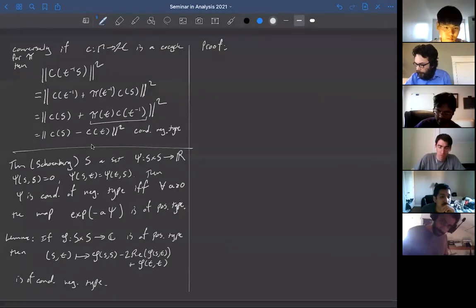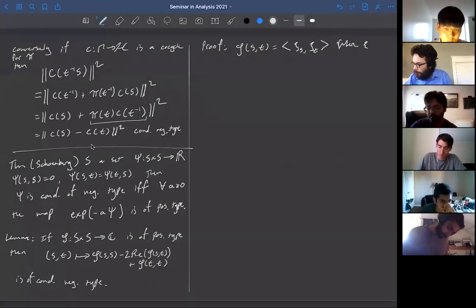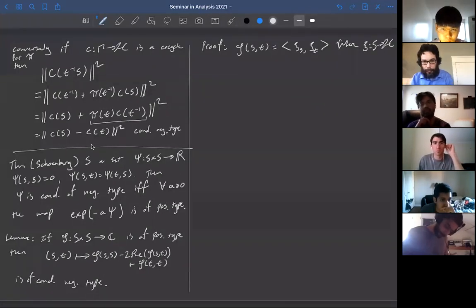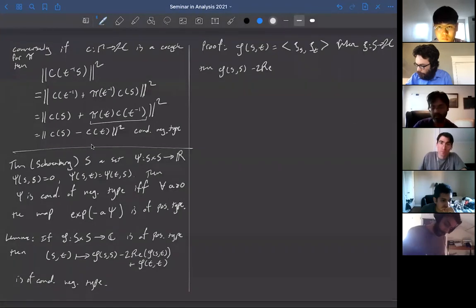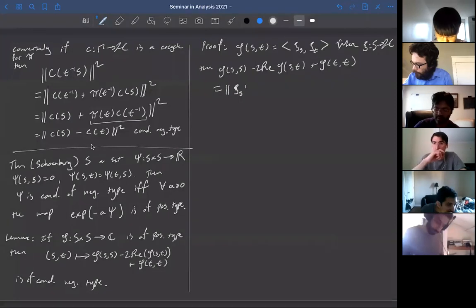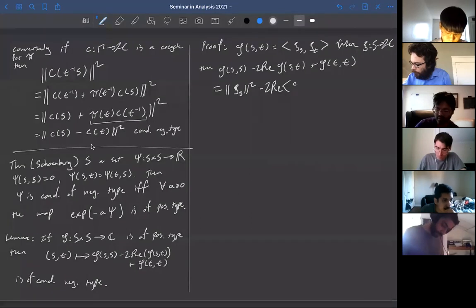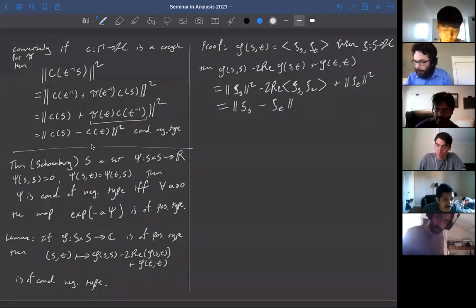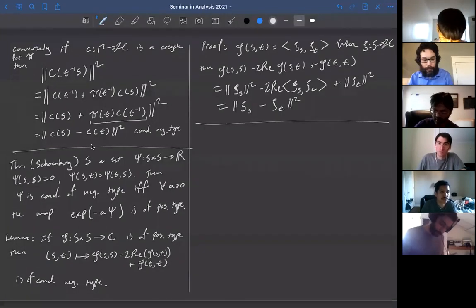This is really easy because we know by the GNS construction that phi of s,t is of this form right here, the inner product of c_s and c_t, where c is a function mapping S to some Hilbert space. And so then we just look at this formula. This phi(s,s) minus twice the real part, I mean, it almost looks like an inner product type thing. It is equal to the norm of c_s squared minus twice the real part of the inner product of c_s, c_t plus the norm of c_t squared, which you recognize as just the norm of c_s minus c_t squared, which is of conditionally negative type. All right, so that's the proof of that elementary lemma.